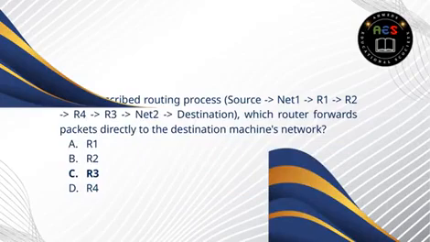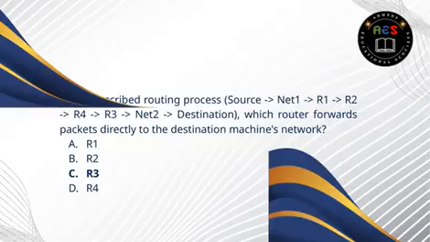Now let's take a closer look at this routing process. We start from the source, then the packet moves through net 1, R1, R2, R4, R3, and finally reaches net 2 before arriving at the destination. The key question here is, which router actually forwards the packets directly to the destination machine's network? Among these options, R1, R2, R3, or R4, the answer is R3. R3 is the router that has the direct connection to the destination network, so it knows exactly how to send the packet straight to the destination machine.